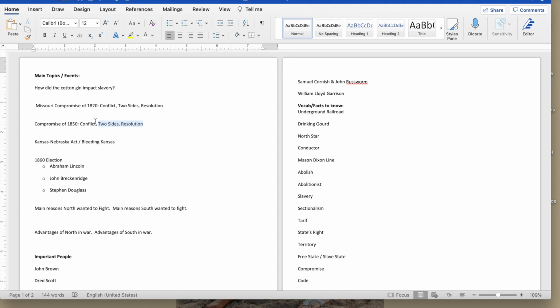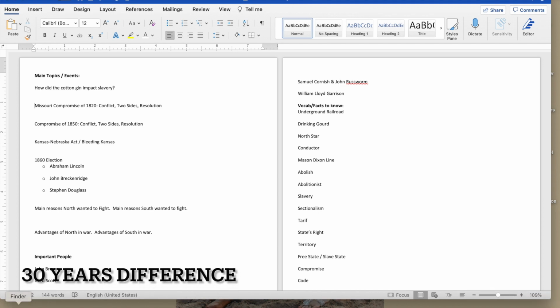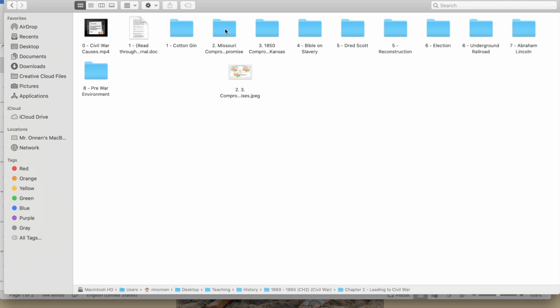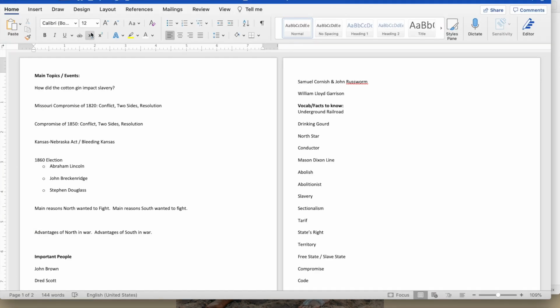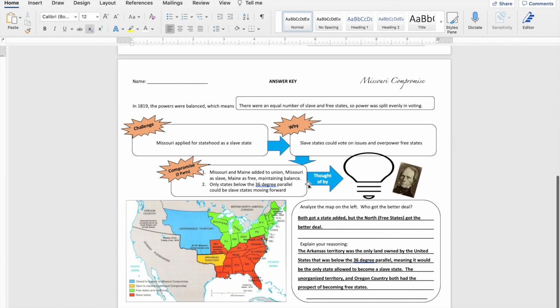Okay, make sure you have these in the right order. I believe 1850 is before 1820 on your sheet. Double check, make sure that you're filling out the right one, because we're going to talk about the Missouri Compromise first, because the Missouri Compromise happened 30 years before the Compromise of 1850. So the Missouri Compromise, we're going to open this up, and the sides are basically this.